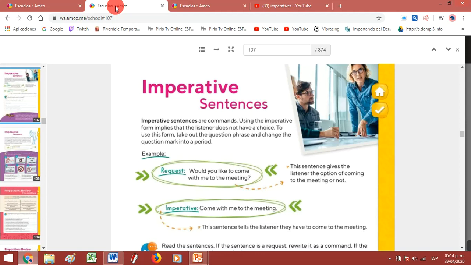Okay, let's continue. Let's see what are imperative sentences. Imperative sentences are commands. Using the imperative form implies that the listener does not have a choice. To use this form, take out the question phrase and change the question mark into a period. Here we have an example of a request. Would you like to come with me to the meeting? Okay, this sentence gives the listener the option of coming to the meeting or not. An imperative sentence like come with me to the meeting, it means that this sentence tells the listener they have to come to the meeting.